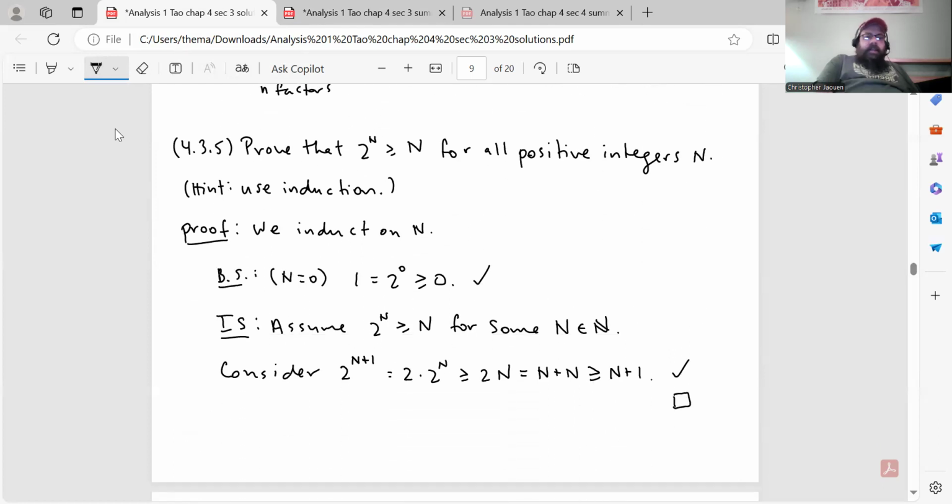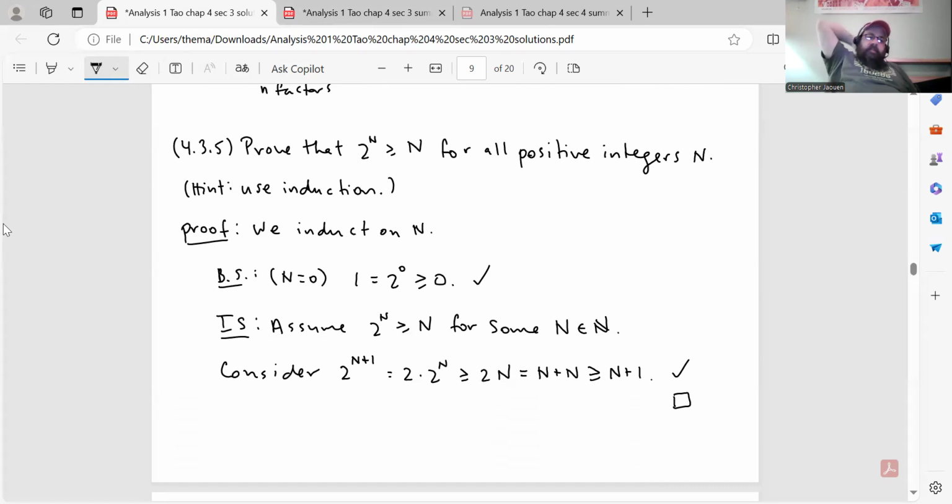Okay, and last problem here is not one of the propositions. He wants us to prove that 2 to the n is greater than n for all positive integers n, and he gives a hint. He says use induction, so we'll do that. Induct on n, base step n is 0, works because 1 is equal to 2 to the 0, which is obviously greater than or equal to 0.